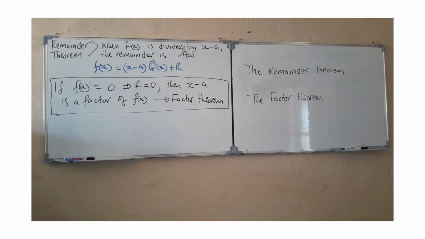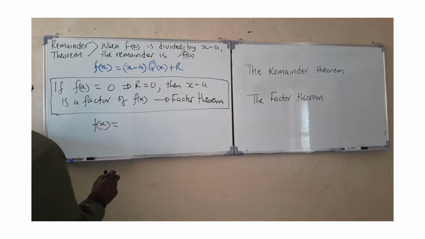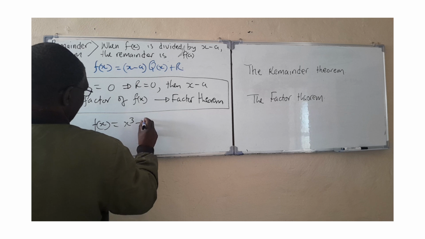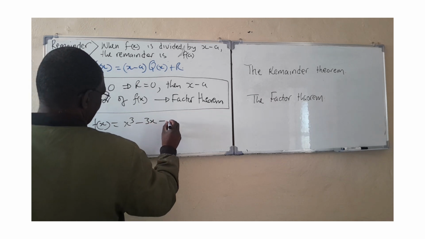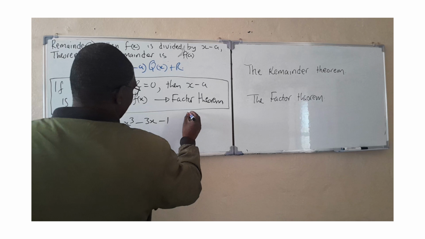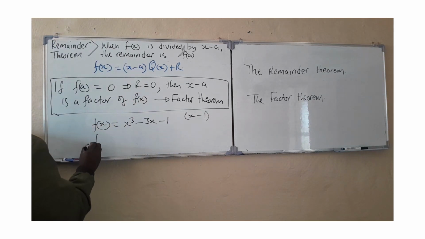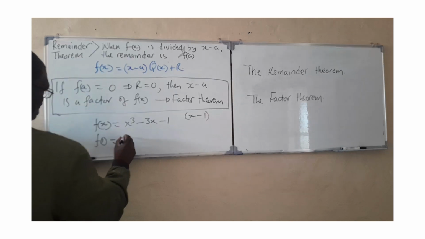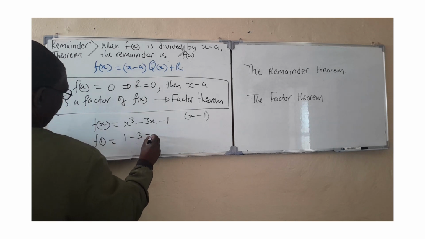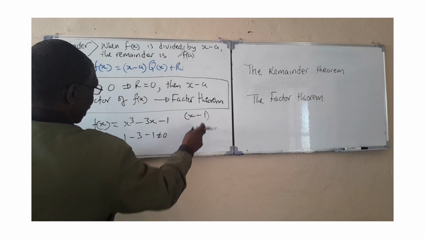A good example of the use of the factor theorem is, supposing we are given f of x is equal to x cubed minus 3x minus 1, right? And we want to know if x minus 1 is a factor. Let's put f of 1. We have f of 1 is equal to 1 minus 3 minus 1, which is not equal to 0. Therefore, x minus 1 is not a factor.